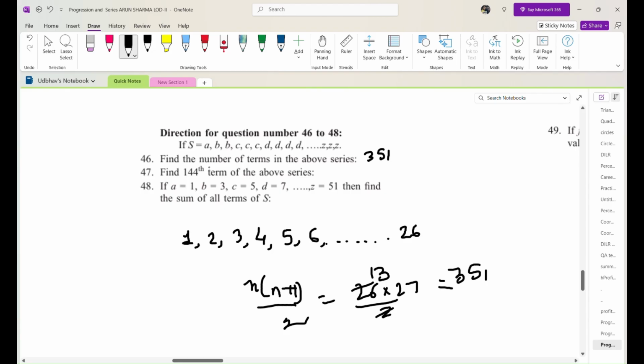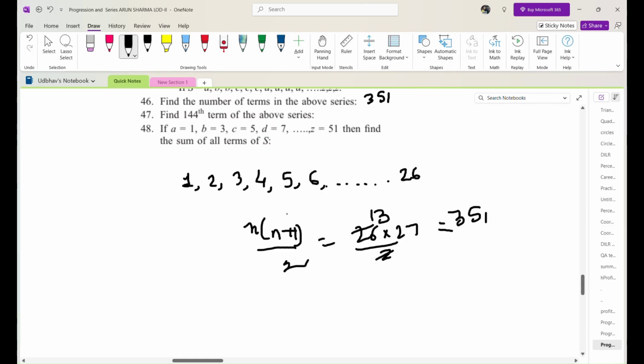Find the 144th term of the series. S consists of 1 A, 2 B's, 3 C's and so on.